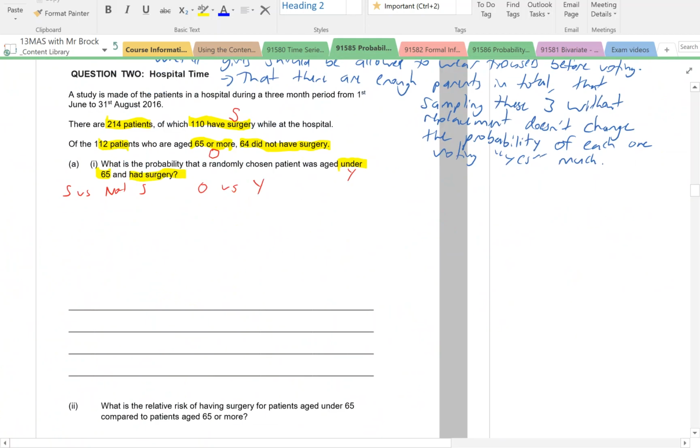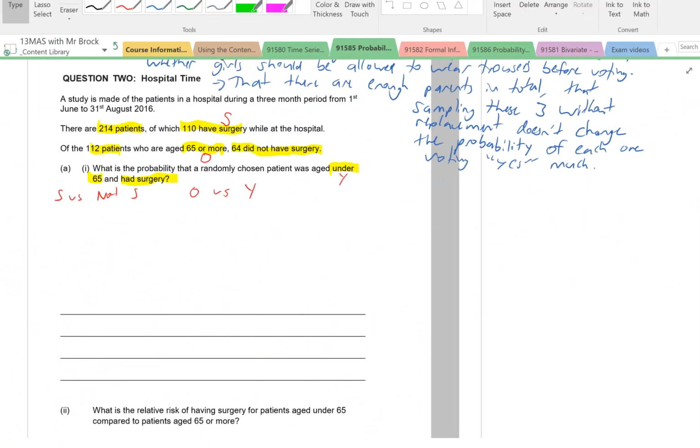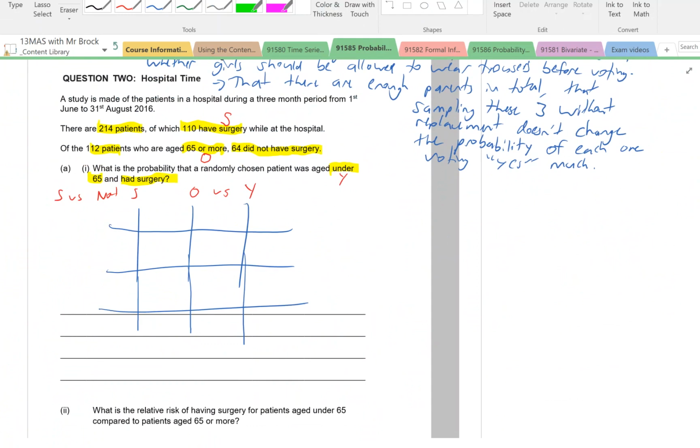Okay, so let's draw one up. So we're going to have surgery versus not surgery and old versus young. Okay, so there are 214 patients in total. So what I'd like you to do now is pause the video and copy and complete this table, please, and see if you can answer question part 1.